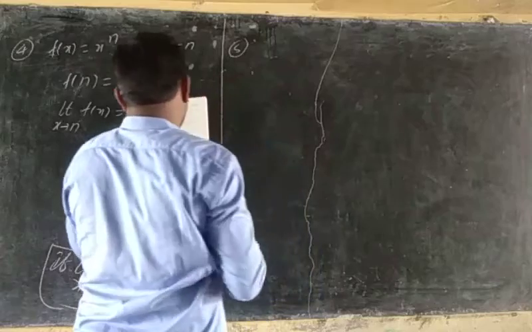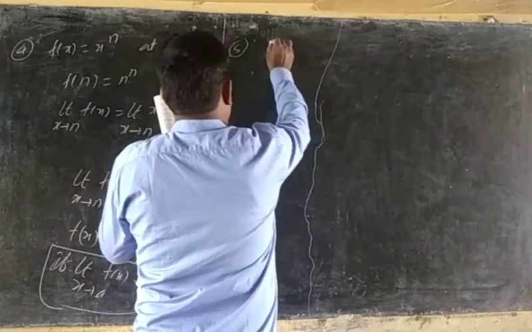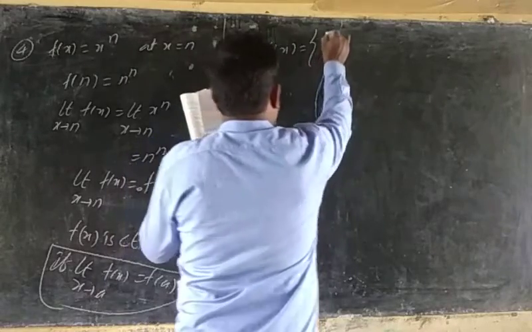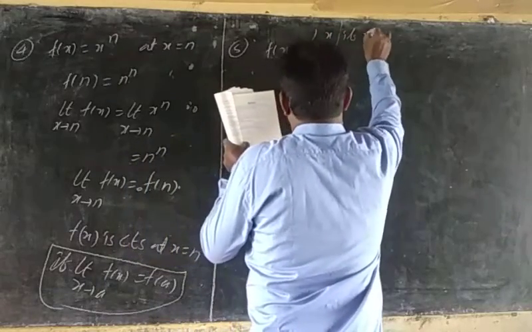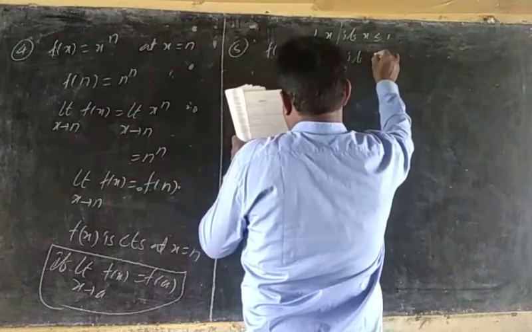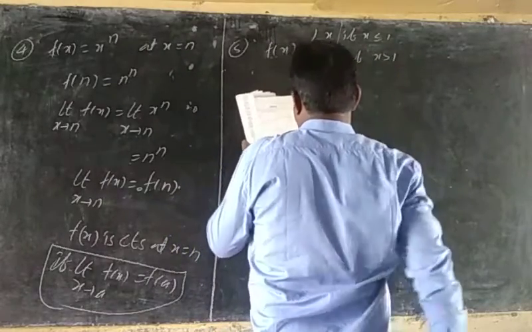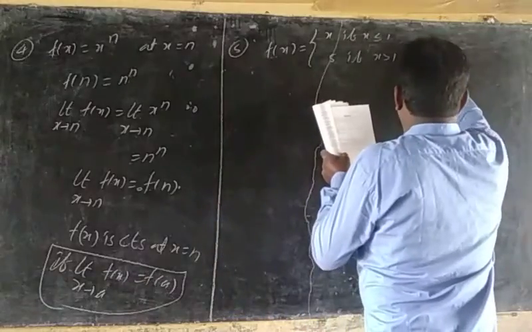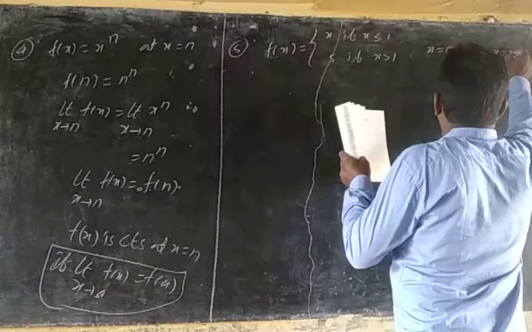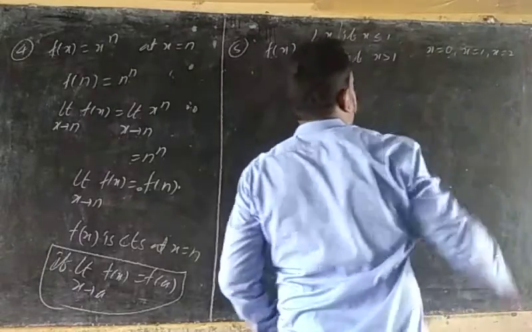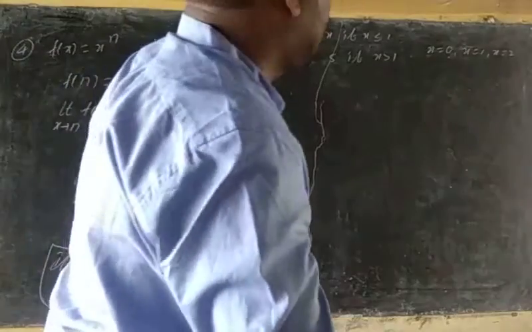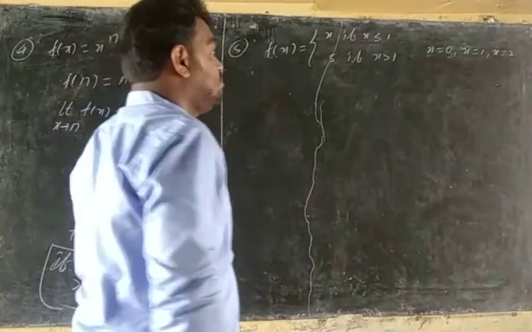Question number 5. If the function f(x) equals x, if x is less than or equal to 1, and 5, if x is greater than 1, is it continuous at x = 0, at x = 1, at x = 2? So we need to check the continuity of the function at x = 0, 1, 2.